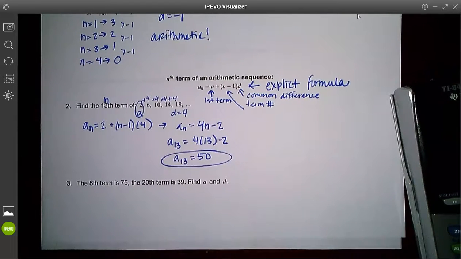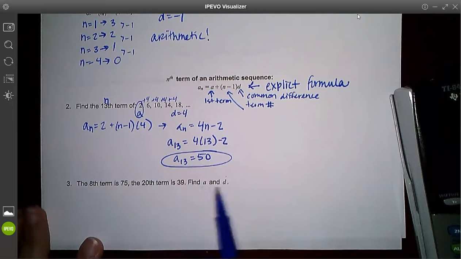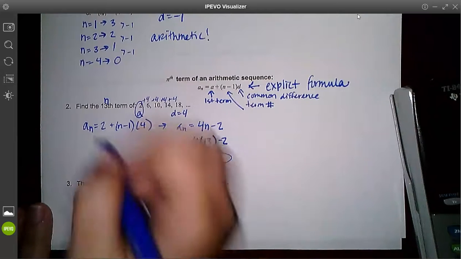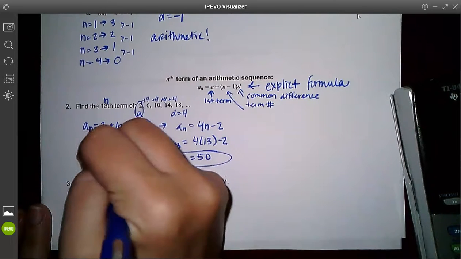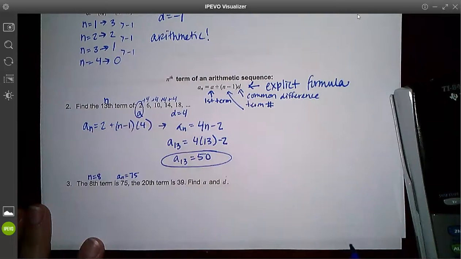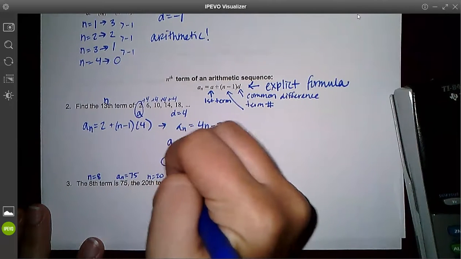Now this one we're going to have to use some elimination to solve the equation. The 8th term is 75, the 20th term is 39. Find a and b. So if the 8th term, so that n equals 8, a sub n is 75. Here, if n is 20, then a sub n is 39.